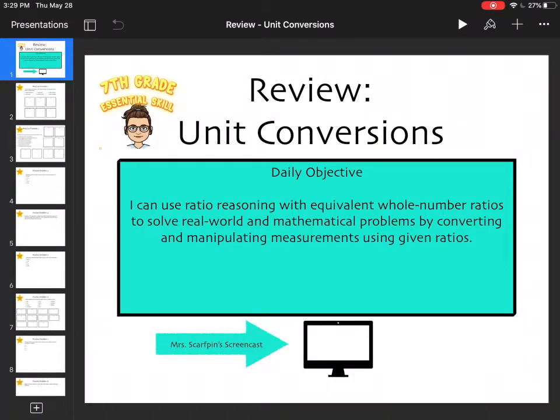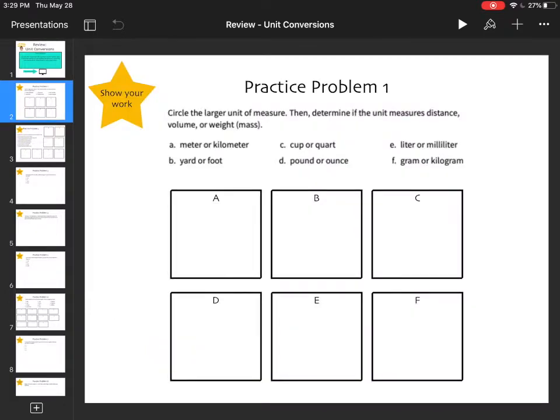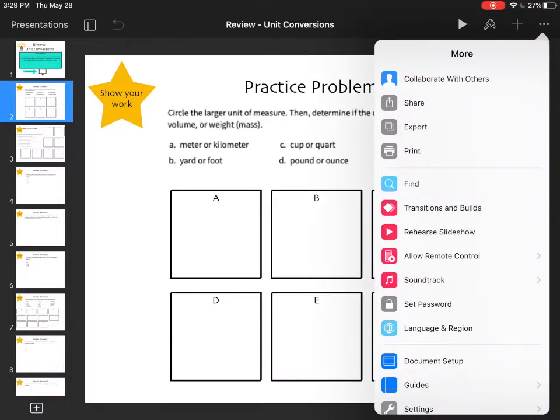Alright, today we're going to review unit conversions. I can use ratio reasoning with equivalent whole number ratios to solve real-world mathematical problems by converting and manipulating measurements of given ratios. So circle the larger amount, then determine if the unit is measuring distance, volume, or mass, which is also known as weight.